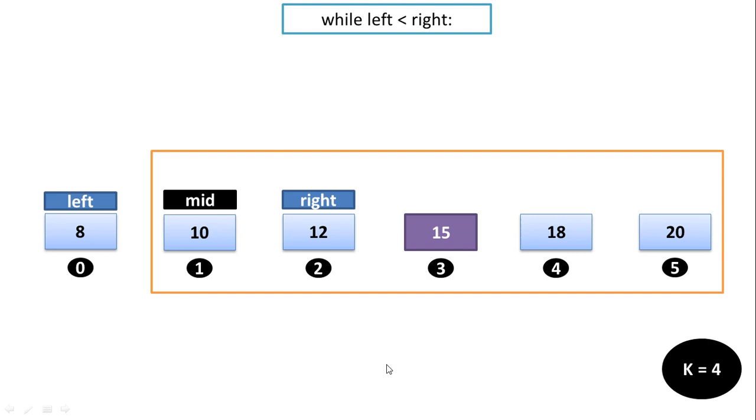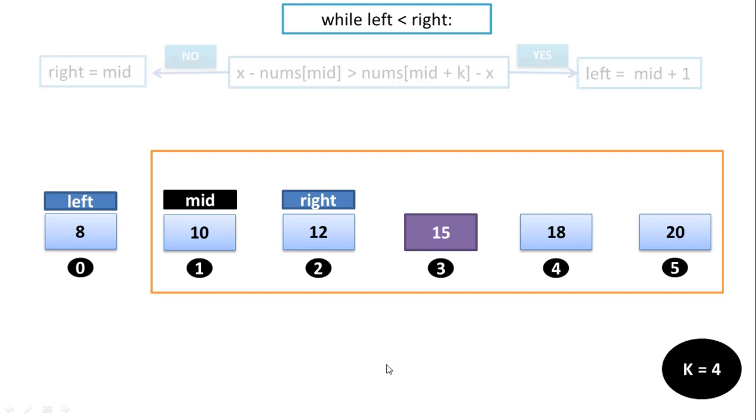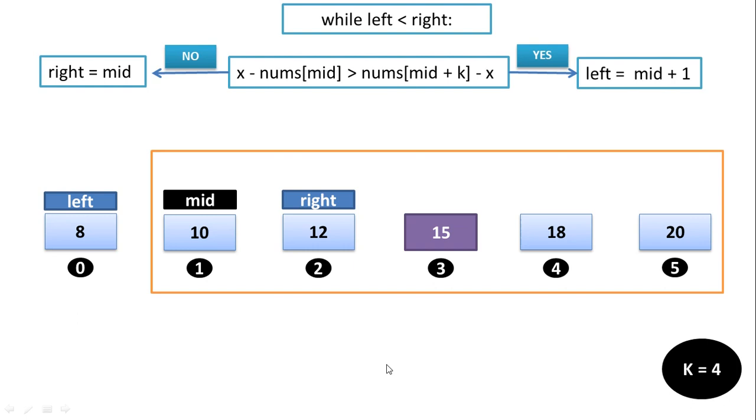So let's see what's the condition that we need to define in order to compute the lower bound. Now, in this case, the condition is quite easy. We simply have to check if x minus the value pointed by the mid pointer is greater than the value at the mid plus kth index minus x. Now, this might look confusing, so let's have a look at the example itself.